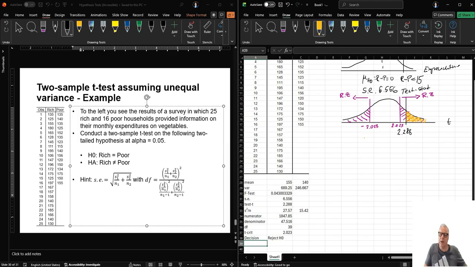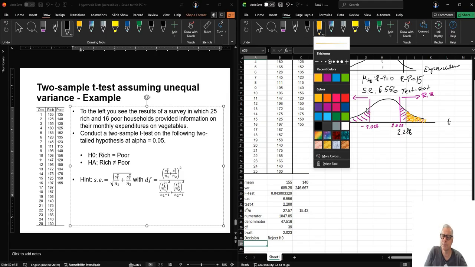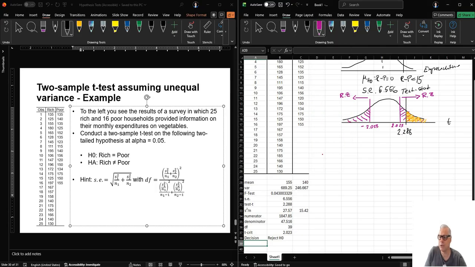So that yellow area, and then again we have to multiply it times 2, because the error could also have occurred to the left of negative 2.288. So I don't have to draw it, but it could have happened the same on the other side. In a two-tailed test you need to multiply that times 2.